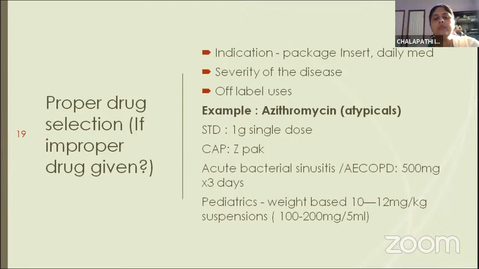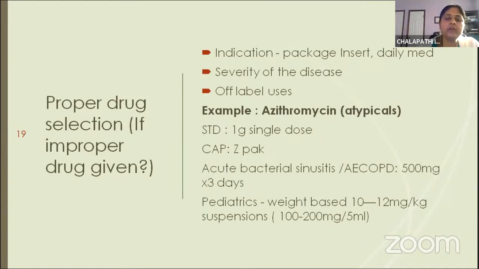Okay. So what we call a Z-pack is a regimen. For the first day, you give 250 milligrams, 2 tablets, that is 500 mg on the first day. And then you give 250 mg each day for the next 4 days, like 250 into 4 days. The first day is 500 milligram. So that is what we normally call a Z-pack.